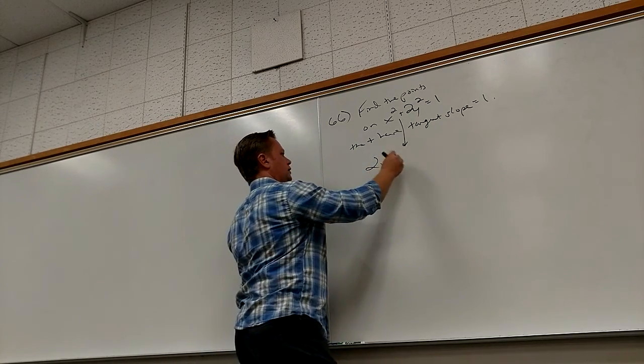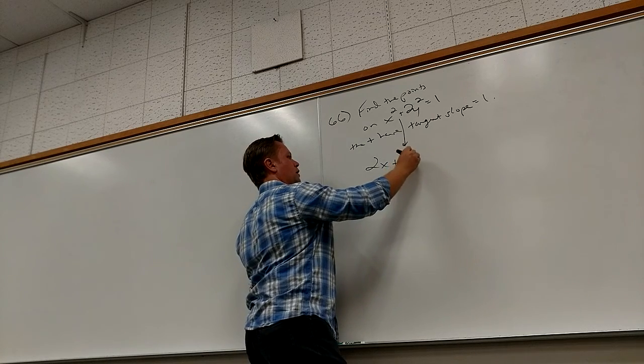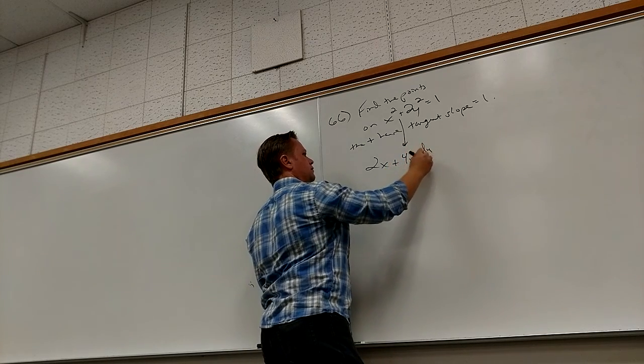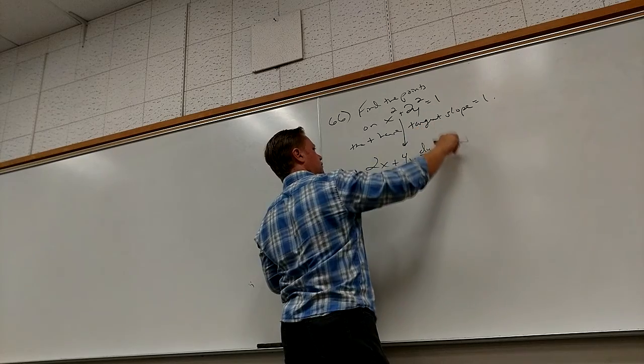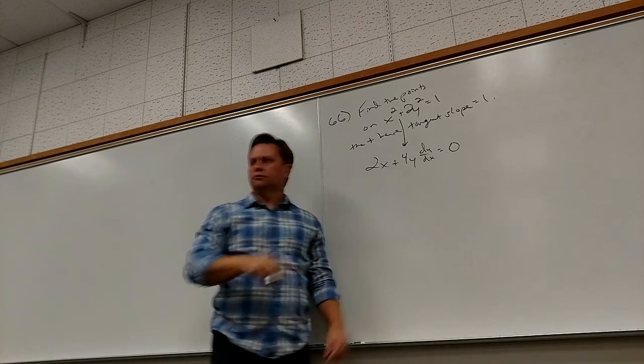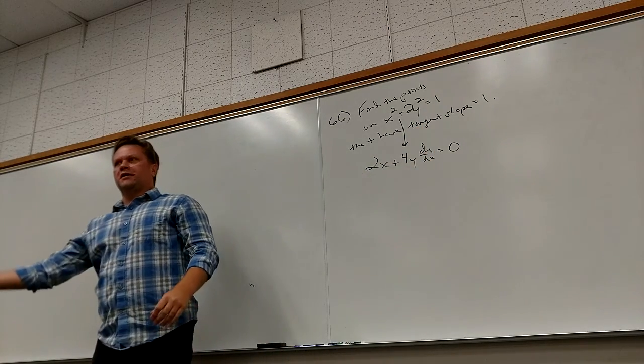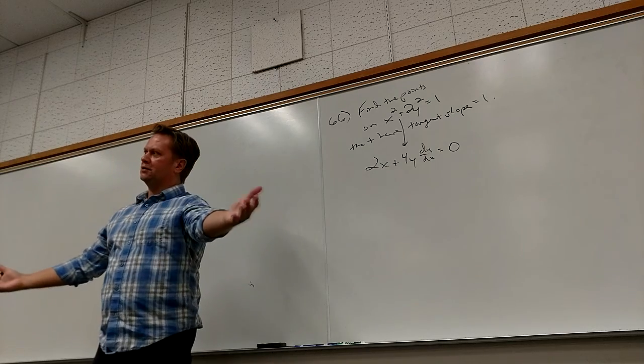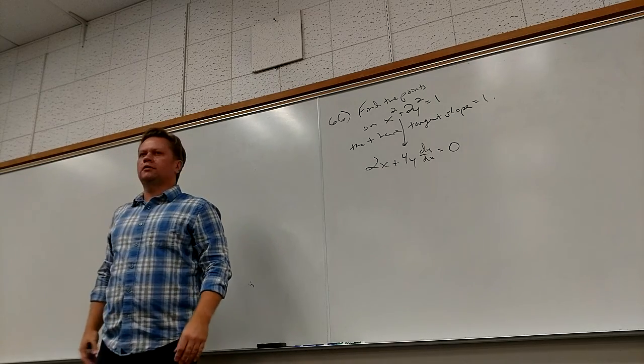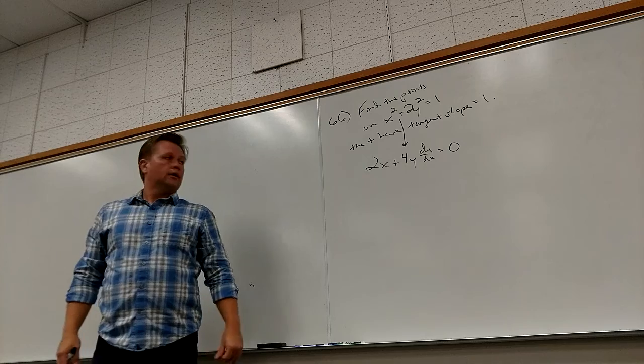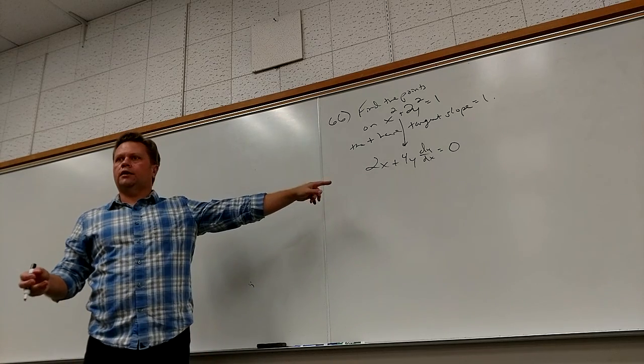2x + 4y dy/dx equals... no, 0. Sorry. Whatever you do to one side, you better do to the other side, or else you have a different situation. And then just solve for dy/dx.